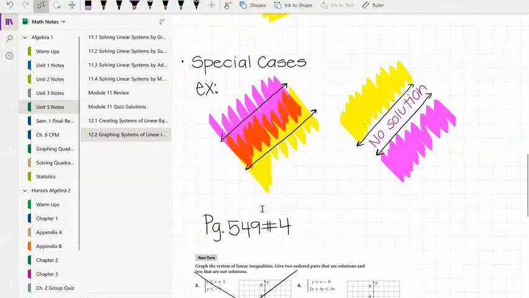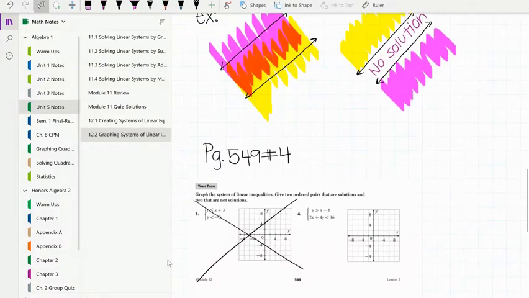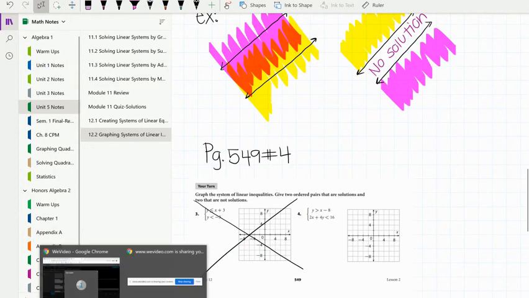And then this last thing is in the book that we are doing in class. So that gives you an overview of 12.2.